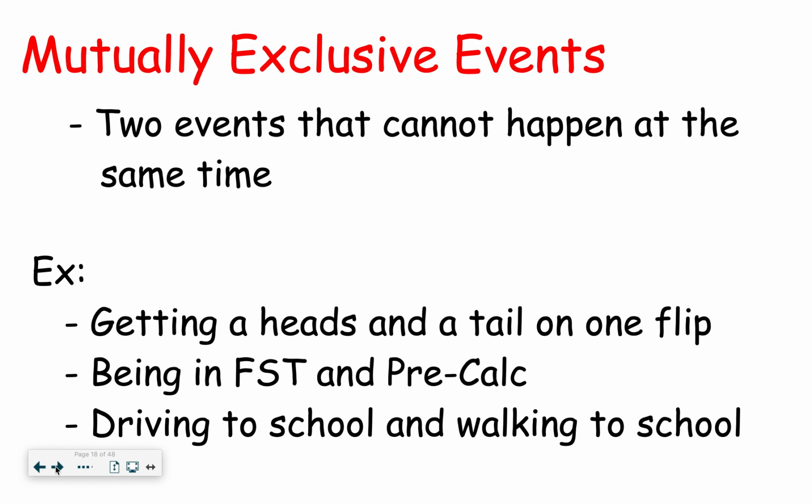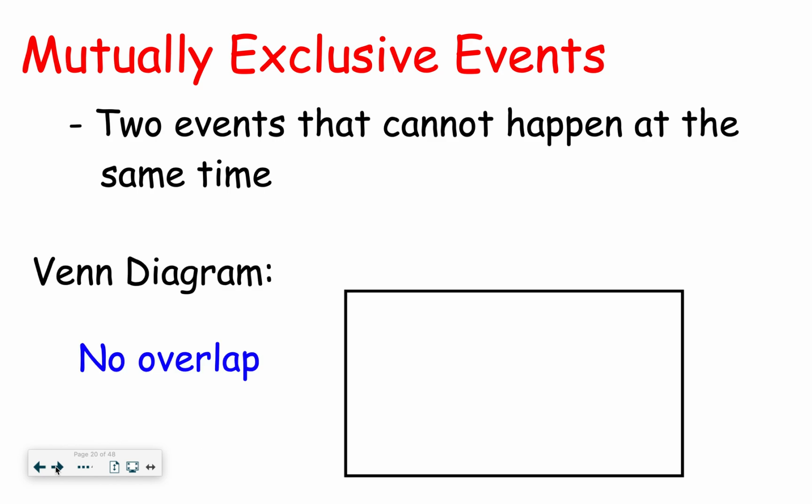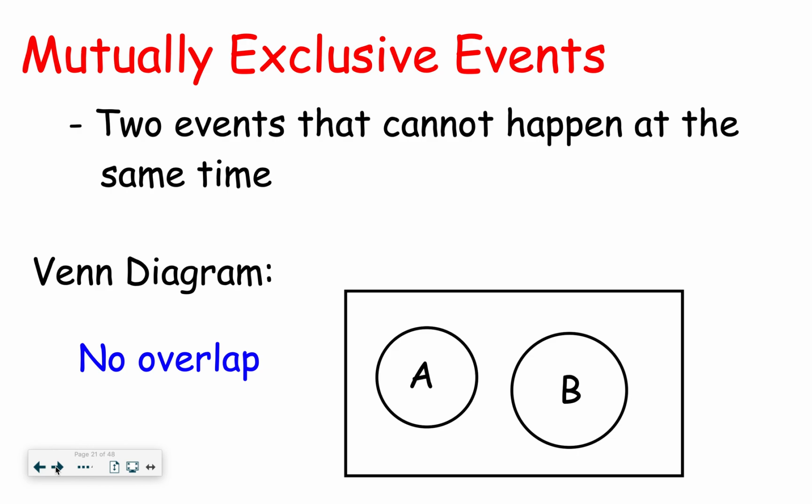You can't be taking FST and pre-calc right now. You can't drive to school and walk to school at the same time. So all of those events are mutually exclusive. They would have no overlap. Visually speaking, if you have mutually exclusive events, because they have no overlap, the two circles in the Venn diagram would not overlap. So that's probably pretty straightforward.